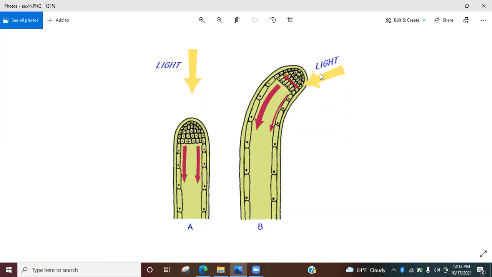In this picture, light flows this way. So auxins diffuse to the opposite side because auxin doesn't like sunlight. So auxins are placed in this part of the plant. As in this picture, you can see cells are more elongated than on this side because of auxin. So the plant stem is bending a little toward the light.